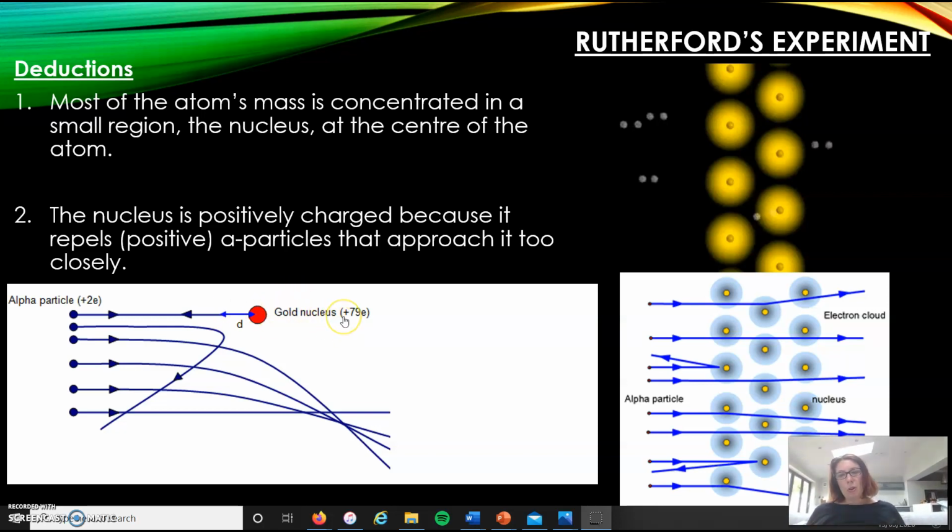Obviously the gold nucleus has a charge much greater than the alpha particle. It's got 79 protons, so it has a charge of plus 79 times the charge of an electron, which is 1.6 times 10 to the minus 19.